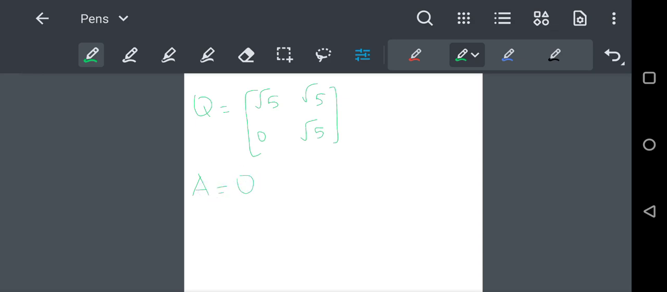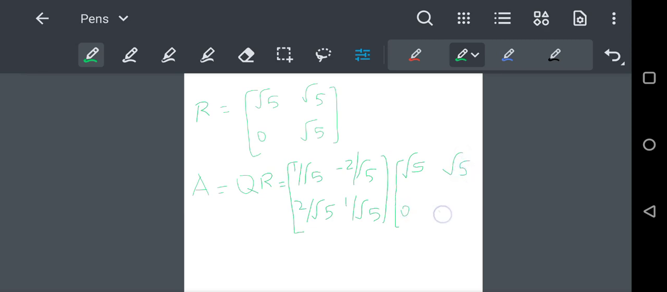Hence we can conclude the value for A as Q into R. Sorry, this is not Q, I have written it wrongly, this is R. The value is Q into R, where Q is nothing but 1 over root 5, minus 2 divided by root 5, 2 divided by root 5 and 1 divided by root 5, and this needs to be multiplied by R, which is root 5, root 5, 0, root 5. When you multiply these two and check, you will be getting the value for A. Thank you.